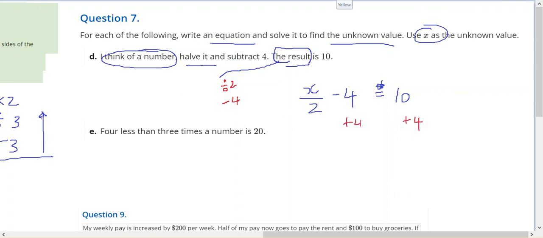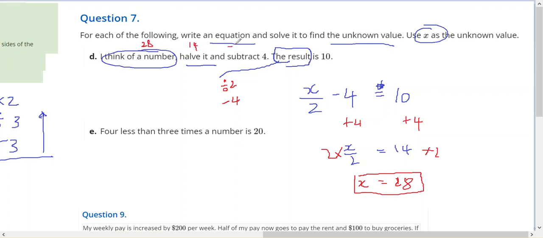And that's going to give me x on 2 equals 14. Now I'm going to multiply both sides by 2. x equals 28. So 28 was the number that I was thinking of. 28 halved gives 14, subtract 4 gives 10, exactly what is expected.